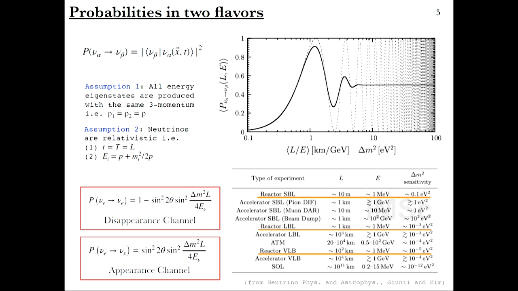One of that is the effective mixing angle, which is the mixing between the mass eigenstates and the flavor eigenstates. And there is only one delta m square we need to worry about, which is the mass square difference between the heavier eigenstate, the sterile neutrino, and the lighter ones.